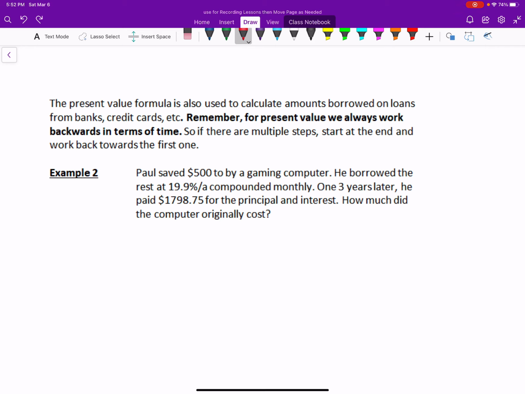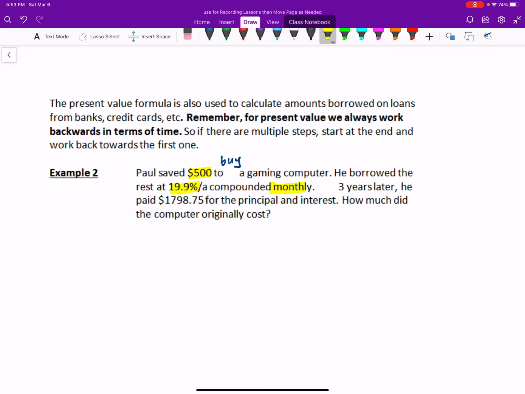Paul saved $500 to buy a gaming computer. He borrowed the rest at 19.9% per annum, per year, compounded monthly, 12 times a year. 3 years later, he paid $1,798.75 for the principal and interest. How much did the original computer cost?